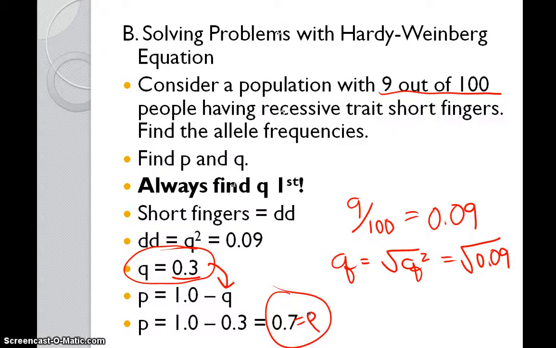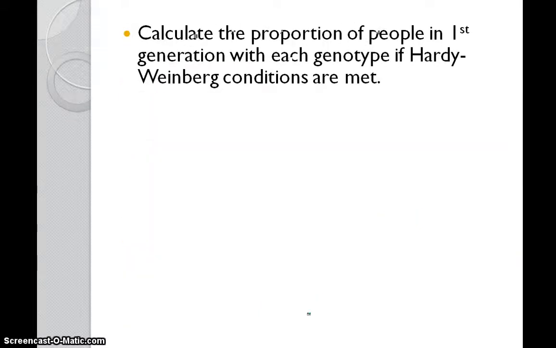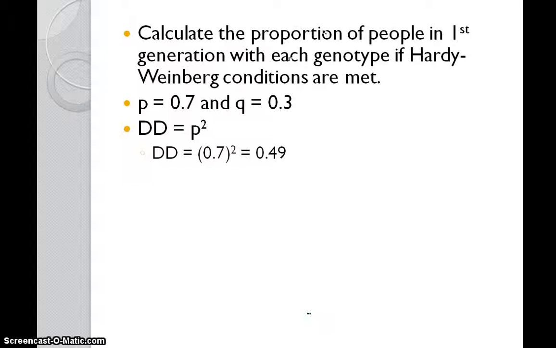Now, another step in this problem might then ask you to take the p and q values and find the different genotypes. So now they're going to say calculate the proportion of people in the first generation with each genotype if the Hardy-Weinberg conditions are met. So we know that our p was 0.7 and our q was 0.3. One genotype is capital D, homozygous dominant. That would be p squared. So we just need to take the p value, 0.7, and square it. So big D would be 0.49, or written in percentages, 49%.